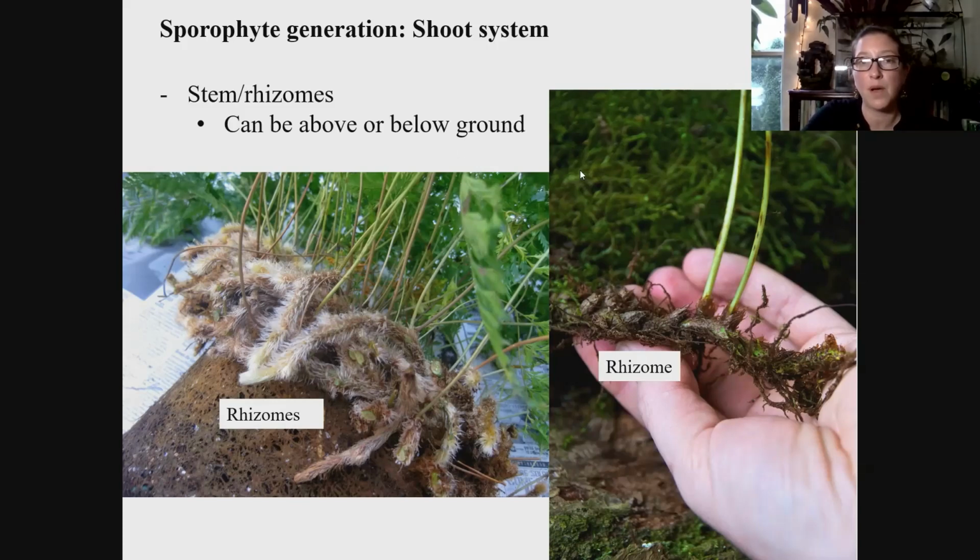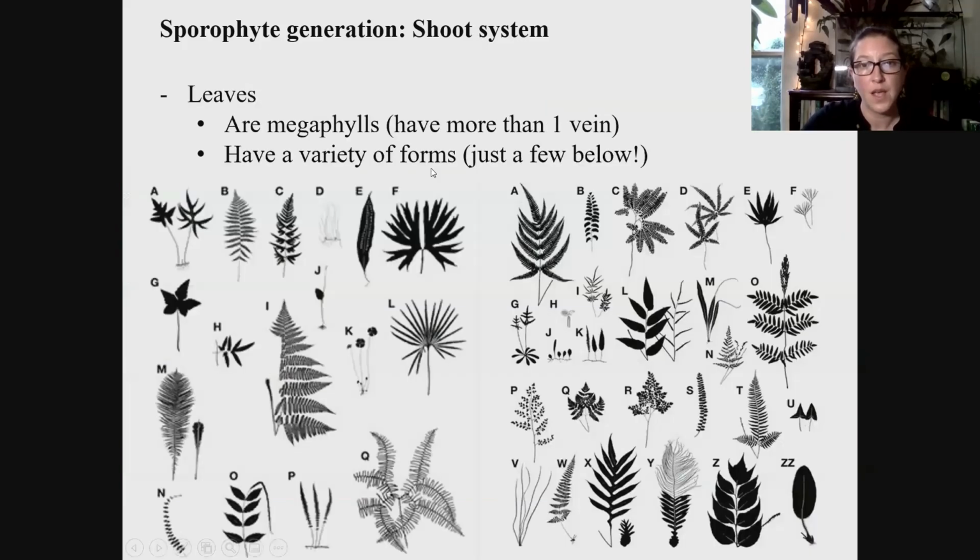And those stems could be above ground or below ground. The one on the left has stems that grow above the ground, and the one on the right is showing an example of a stem that grows below the ground. We saw this slide before when we learned about leaves. And so ferns and all the other plants that we look at going forward have megaphylls.